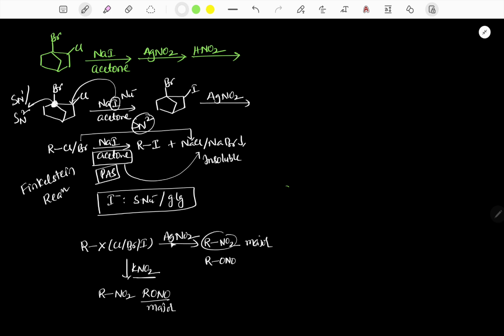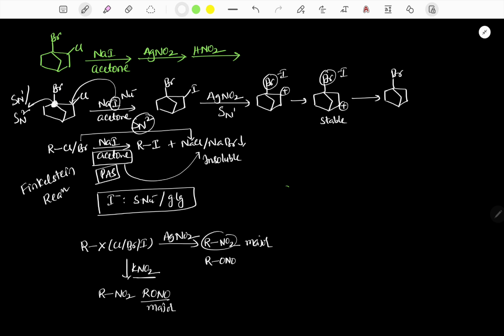Whenever Ag plus is present, it follows SN1 mechanism. So through SN1, it forms corresponding stable carbocation and it undergoes migration. Why is it undergoing migration? Because among these two, because of minus I effect, it is a more stable C+. Now it reacts with the corresponding nucleophile and finally we get our major product NO2. Of course, we will also get ONO also, but I am writing the major product.